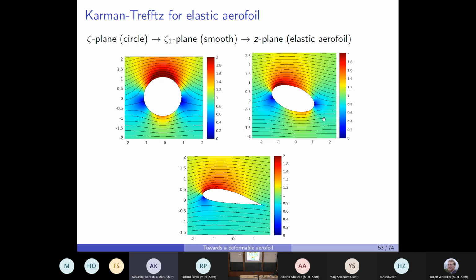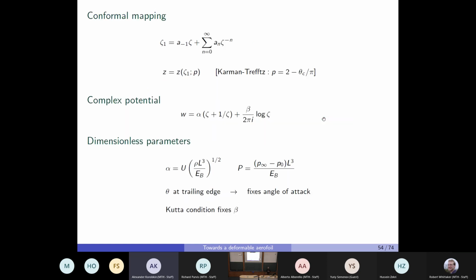The colours here, incidentally, are the magnitude of velocity. So these are real solutions for flow past these shapes. That's the idea. Same conformal mapping again. Now it depends on this parameter little p, which is my corner angle. The complex potential is as written there. The various parameters are summarized at the bottom.